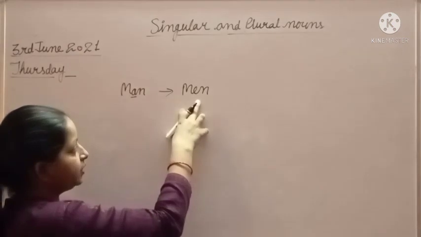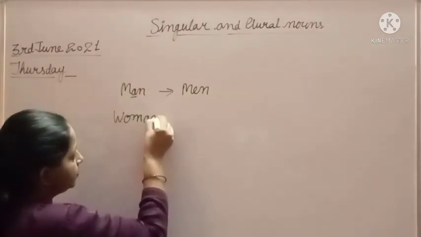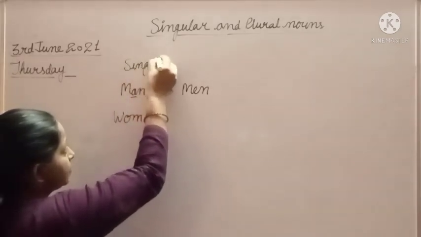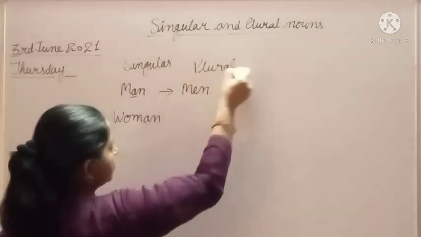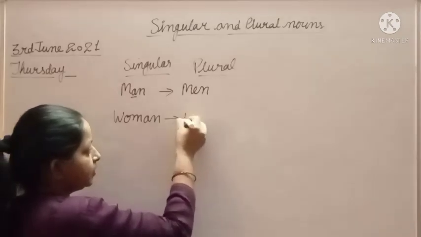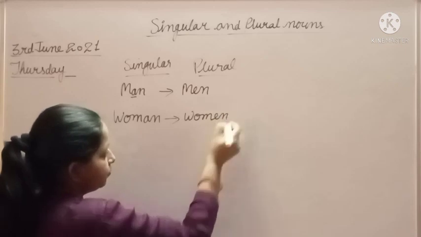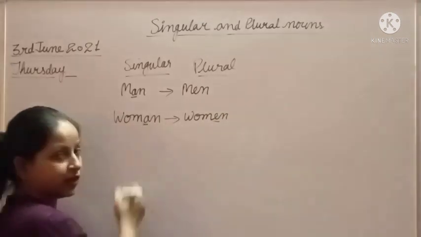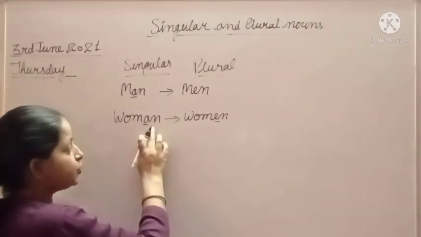As well as if we have woman, one means singular. Women. Then we will make the plural of woman by changing the vowel. We use e instead of a.